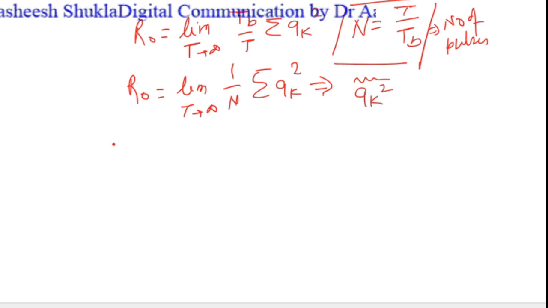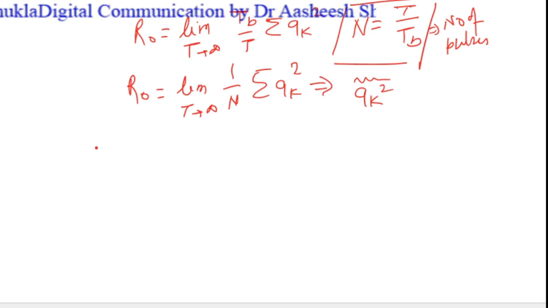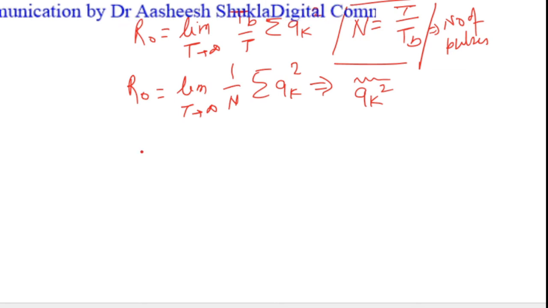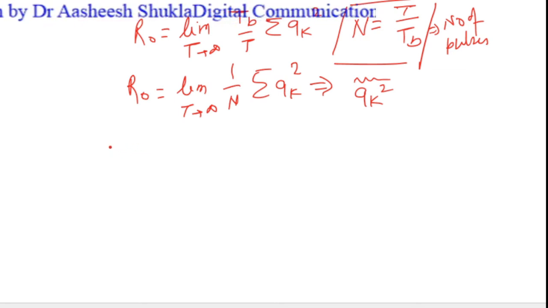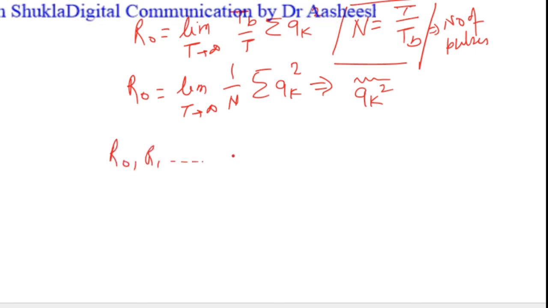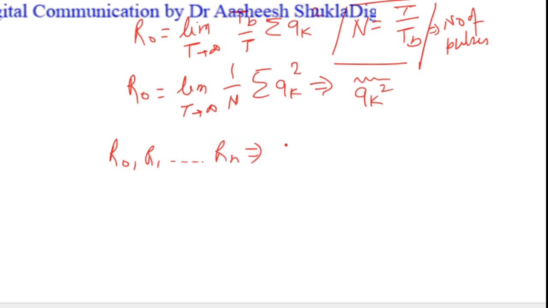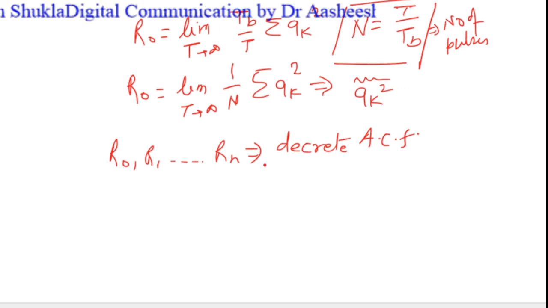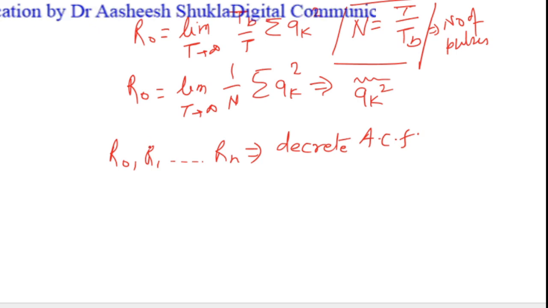Now we have calculated the value of R naught. Now further we can calculate the value of R1, R2, right? So what is the meaning of this R naught? Actually, you can say here that R naught, R1 up to Rn are nothing but the discrete autocorrelation function. We know that in our case, our signal is discrete, so the values of the autocorrelation function will also be discrete, and all those values can be represented by R naught, R1 and Rn.